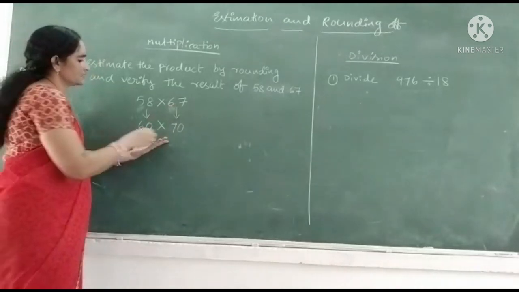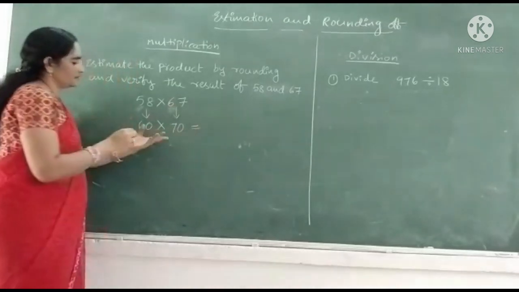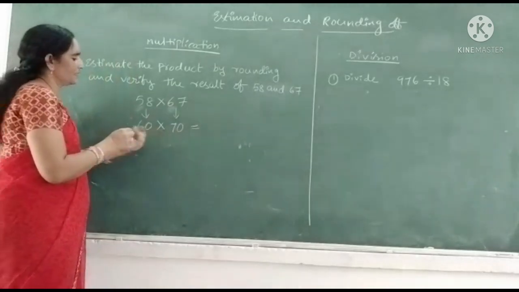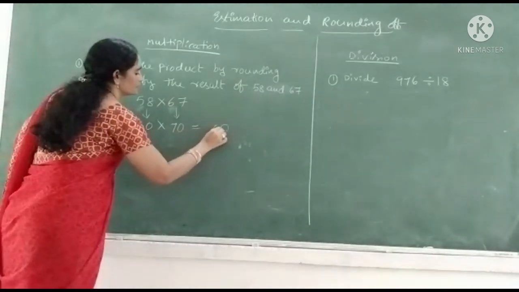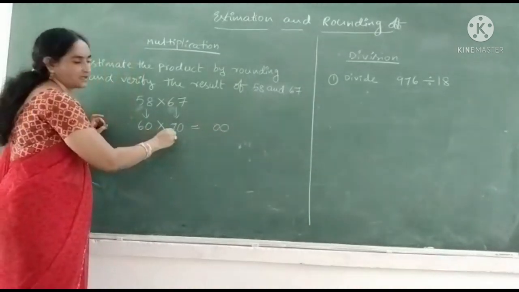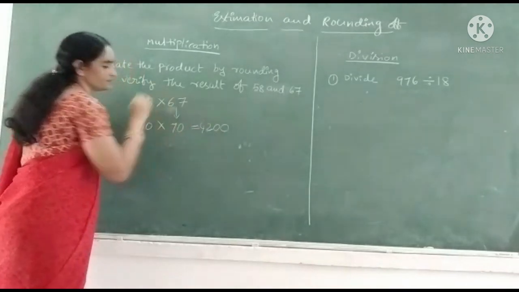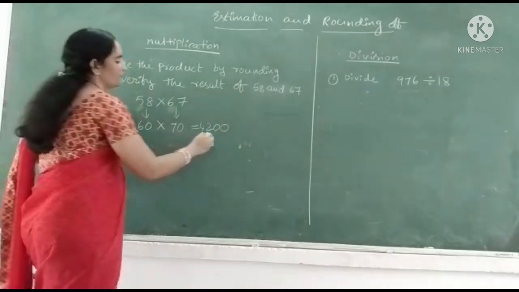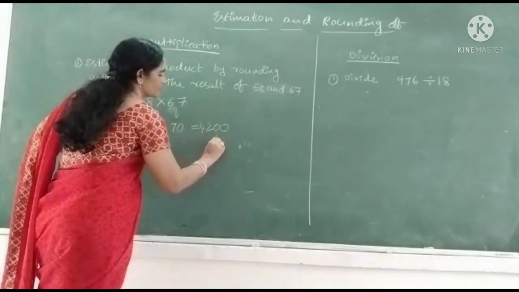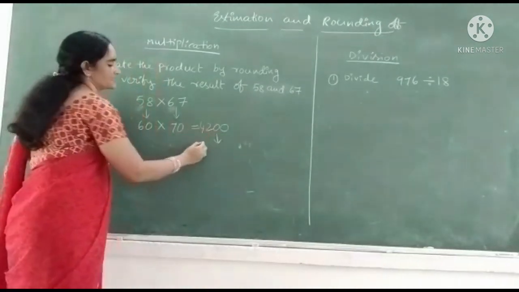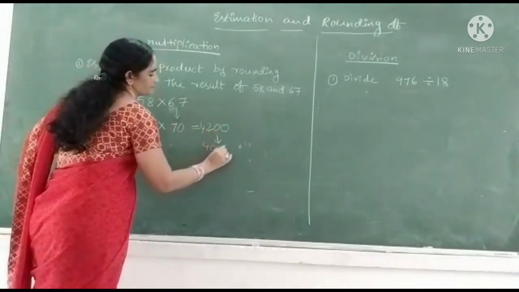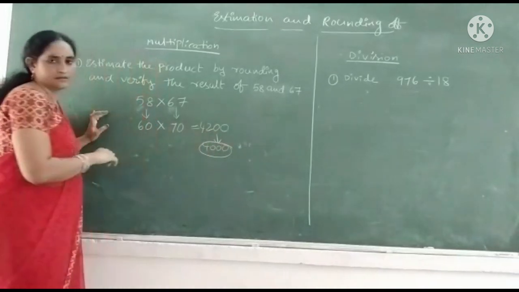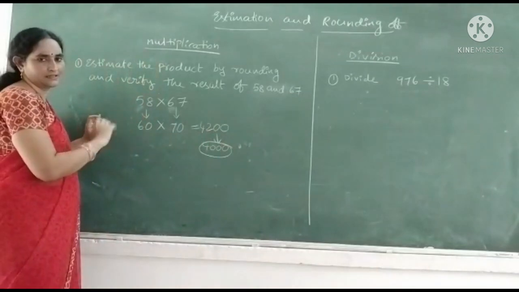So this is the easy method to multiply the numbers. 0, 0. 6 sevens are 42. 4,200. Now we round off this number to the nearest thousands. 4,000. This is the estimation number.